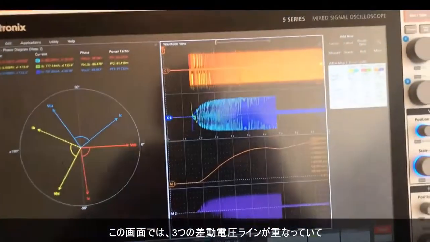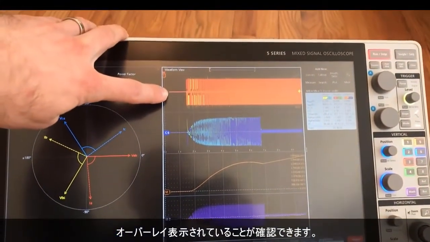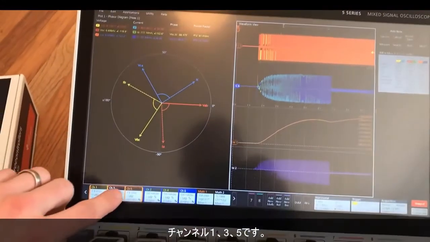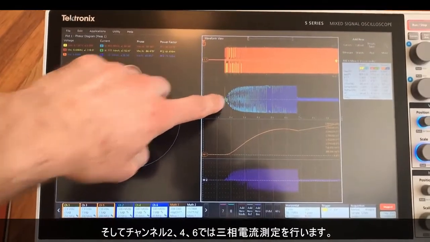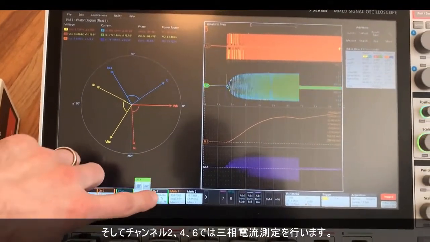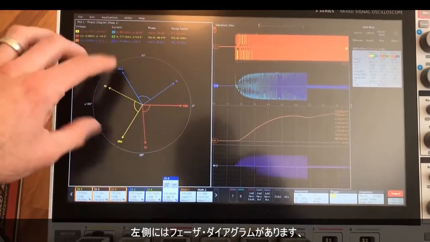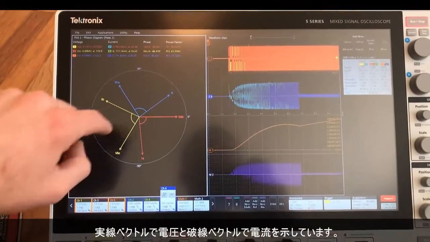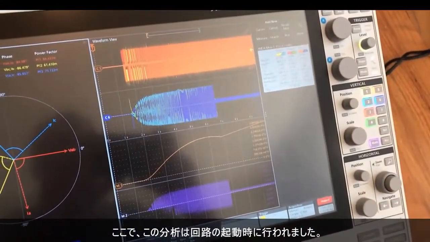Here on the scope you can see the user interface where we've got the 3 differential voltage lines overlaid over each other. So that's channels 1, 3, and 5, and then the 3 phase current measurements here on channels 2, 4, and 6. On the left side we have the phasor diagram, which is showing the voltage in the solid vectors and the current in the dashed vectors here. And then this analysis here was done on the startup of the circuit.